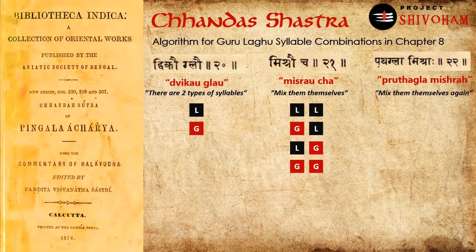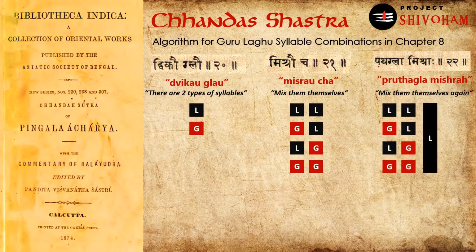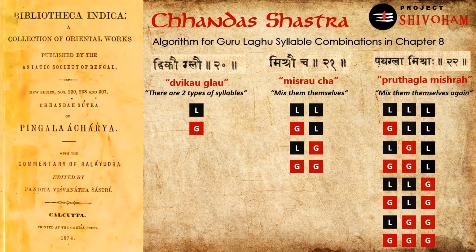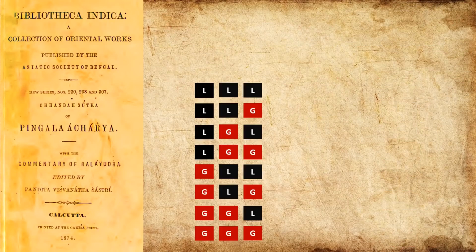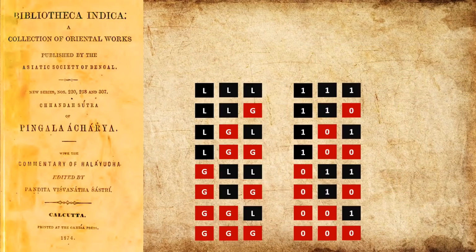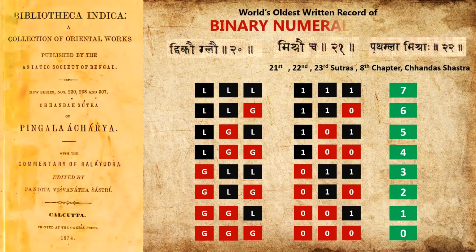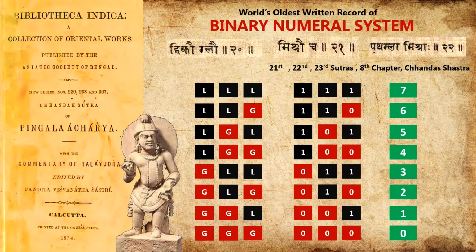And in step 3 it says Prudagla Mishra, which means mix themselves again. Basically repeat step 2. Take step 2 result, mix once with Laghu, and take step 2 result again and mix once with Guru. So that will give you Laghu Laghu Laghu, Guru Laghu Laghu, Laghu Guru Laghu, and so on. All these 3 combinations. Take this result set, and if we take Laghu as 1 and Guru as 0, these triplets what we are having here is nothing but the 7, 6, 5, 4, 3, 2, 1, 0 of a binary number system. World's oldest written record of binary numeral system, Chandas Shastra, chapter 8, 20, 21, 22 sutras given by Pingalacharya.